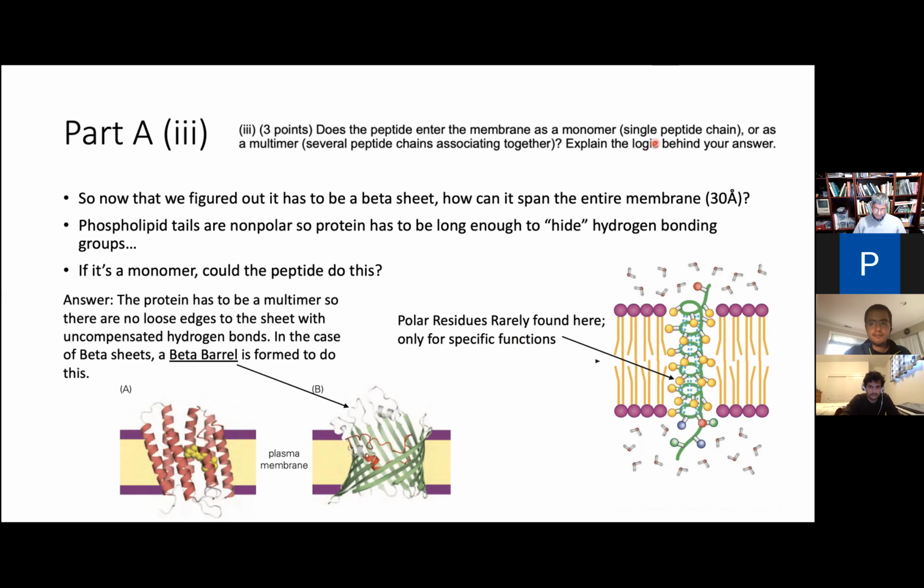Are there any questions? All right. So on the outside, it's going to be mostly nonpolar groups, but there are always going to be some polar groups. So that's why whenever there's a beta sheet in a plasma membrane, you can assume it'll form a beta barrel. That's the most stable conformation they'll adopt in the plasma membrane.